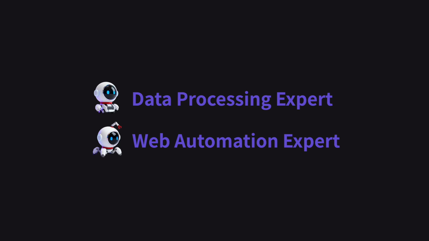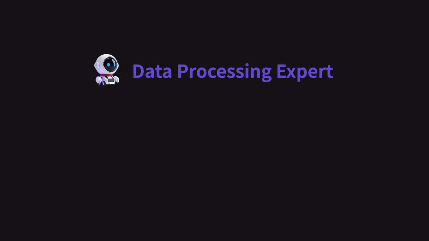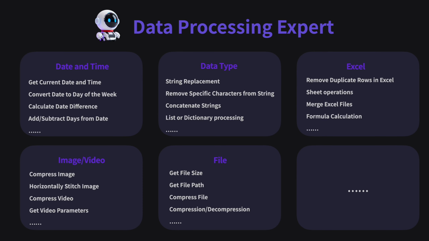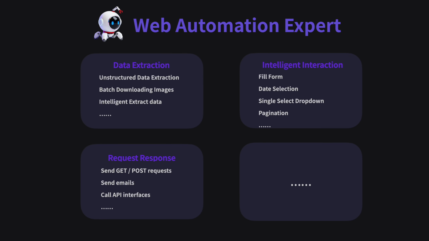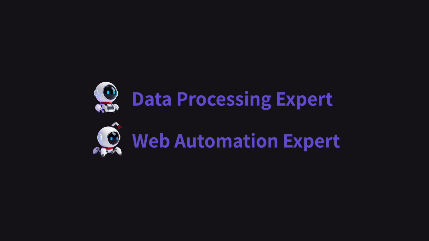All in all, it's like having two expert assistants by your side. One is a data processing expert, and the other is a web automation expert. The data processing expert can help you complete all kinds of complex data organization tasks, covering scenario-based processing like date and time, data type, Excel, image/video, and file. The web automation expert can help you handle automated operations on visible elements in web pages, including scenarios like intelligent data scraping, smart page interaction, sending requests or emails, and more. That's a quick intro to Magic Command.